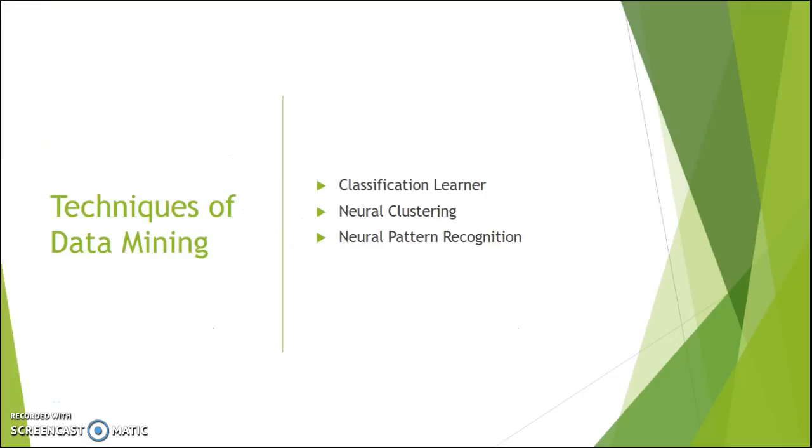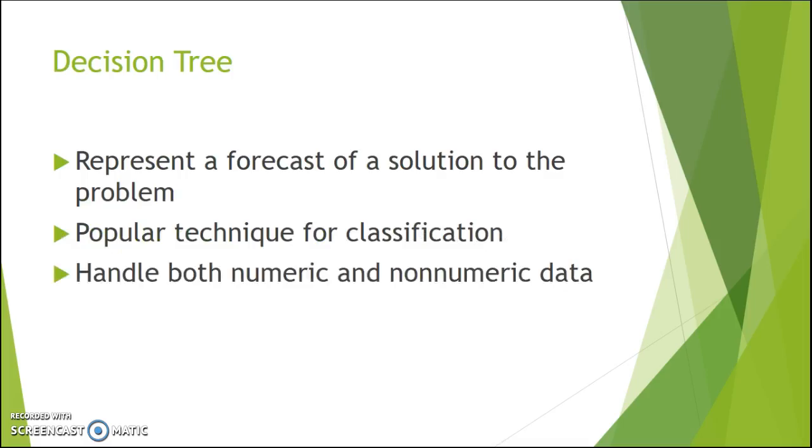Next step is the techniques that we use for data mining in MATLAB. First of all, we use Classification Learner. The second one is neural clustering, and the last one is neural pattern recognition. For the classification, we use decision trees to classify our data. A decision tree represents a forecast of a solution to the problem. It is a popular technique for classification and handles both numeric and non-numeric data.